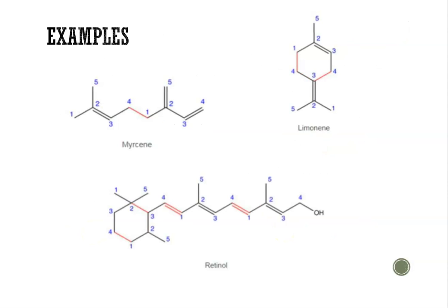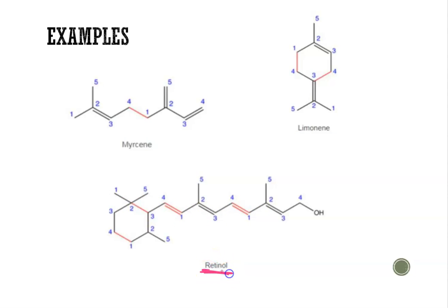So here are a couple of different examples of what happens when you link them together. Here we have a head-to-tail linkage, and this creates something called myrcene. Here we have a couple of different ones linked together to produce retinol.